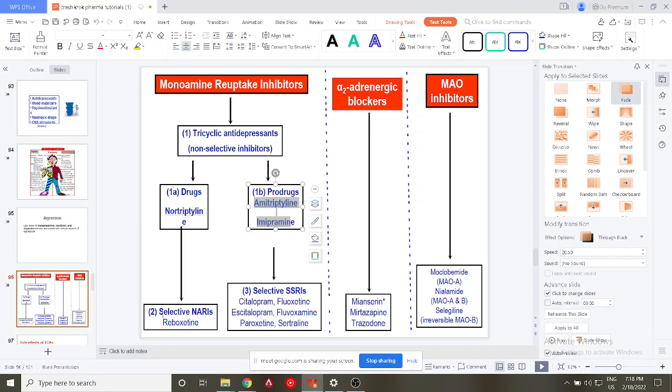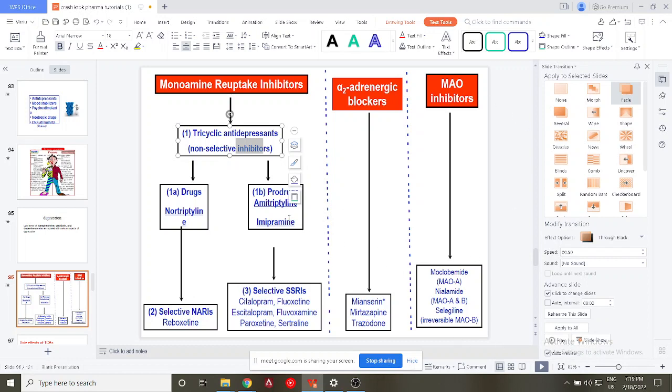Also, there are some other drugs that can be used. Selective serotonin reuptake inhibitors, the -xetines, the -prams. But the most important drugs here are the TCAs, the tricyclic antidepressants: nortriptyline, amitriptyline, imipramine. It's very important for your krok. Also, another mechanism here is the alpha 2 adrenergic blockers, trazodone, the mirtazapine.